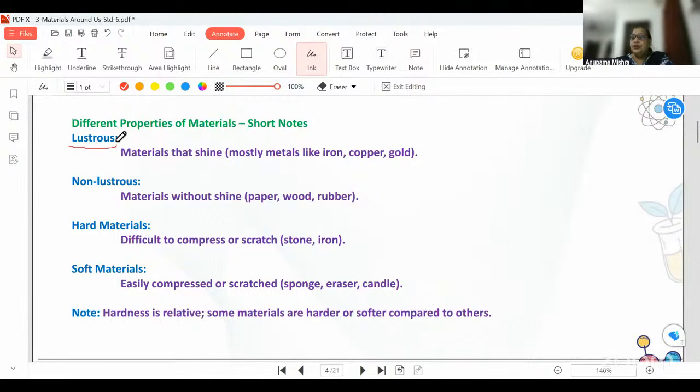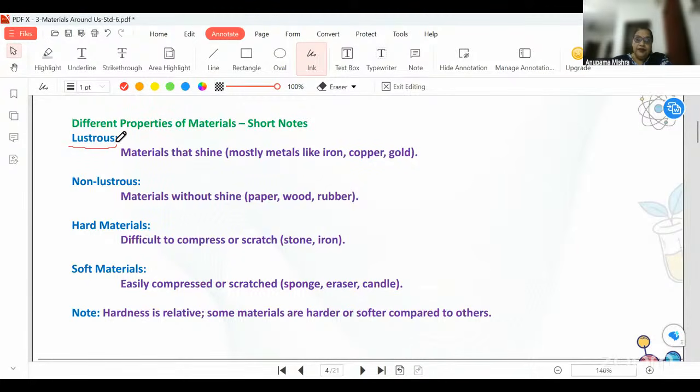What do you mean by lustrous? Yeah, X is made up of wood as well as iron. Okay. So, depending on the situation and purpose we are using, lustrous means what? Shiny. Materials that shine are called lustrous, like iron, copper, and gold.